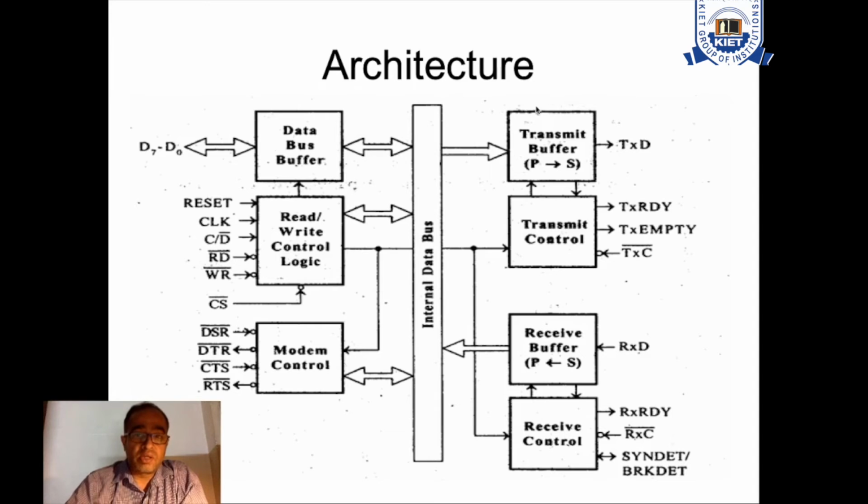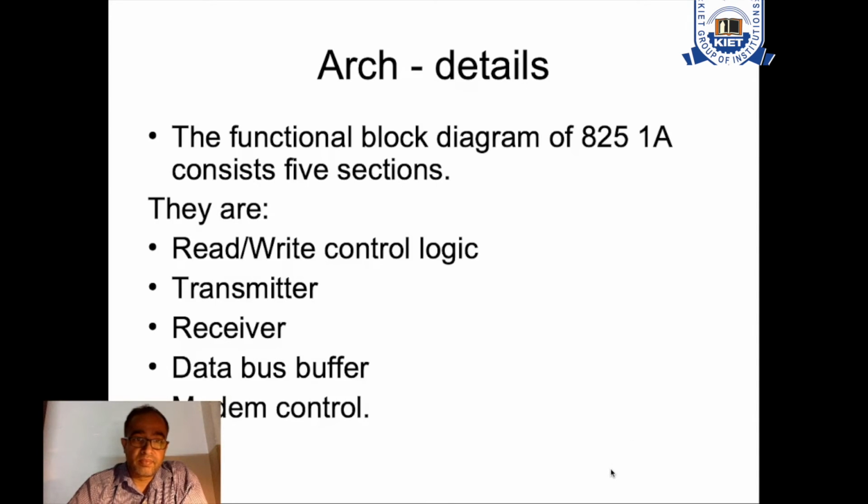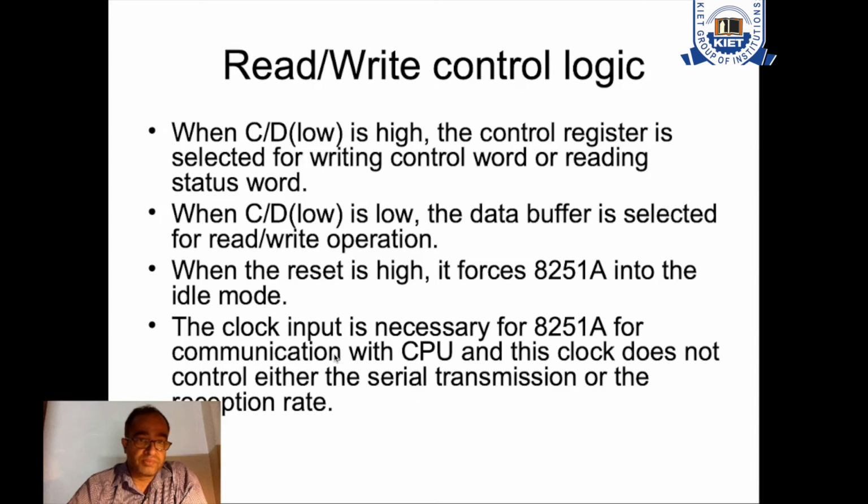Now this portion is the transmitter. This portion is the receiver. If you want to send information, you will use this particular area, and for receiving, you will use this particular area. Now to understand the architecture, we have divided it into 5 sections: read and write control logic, transmitter, receiver, data bus buffer, and modem control.